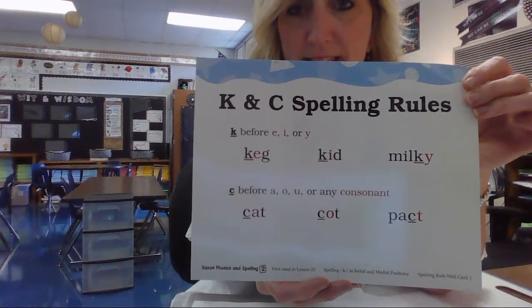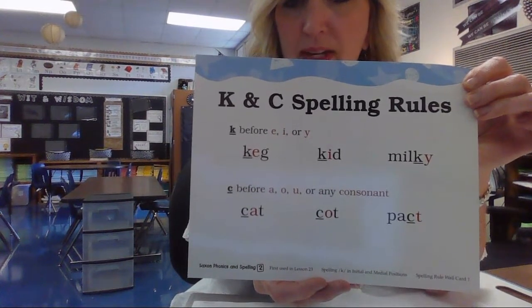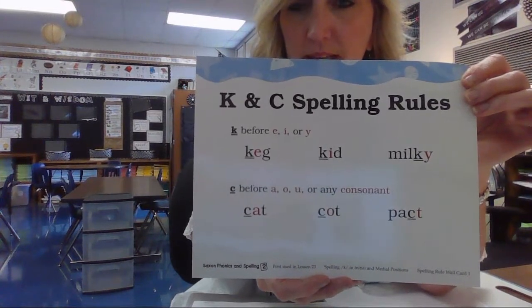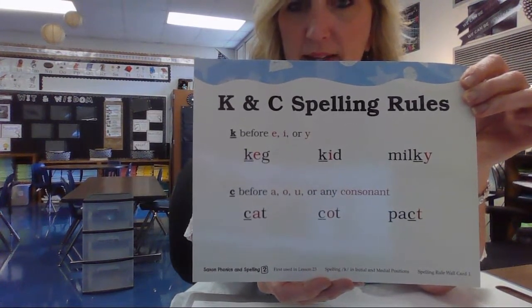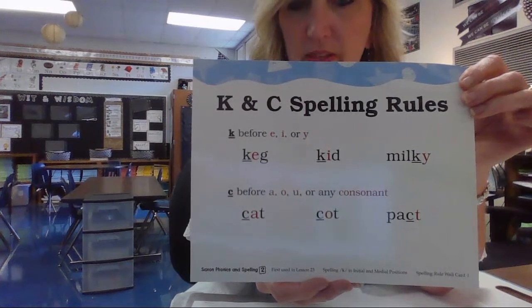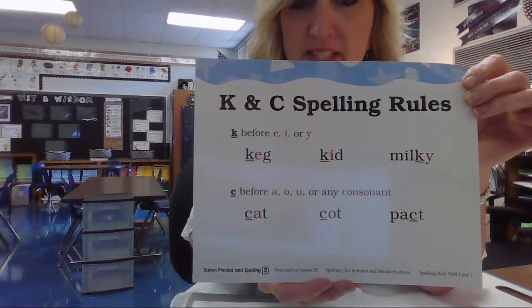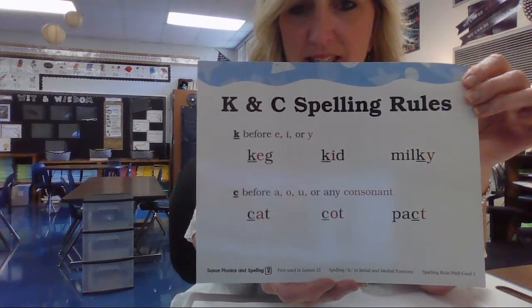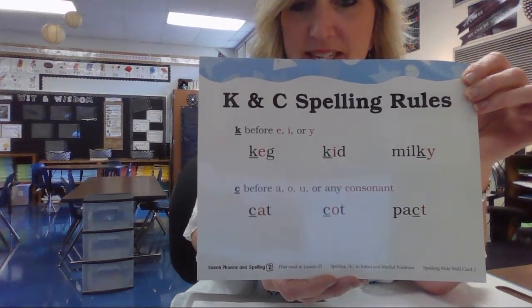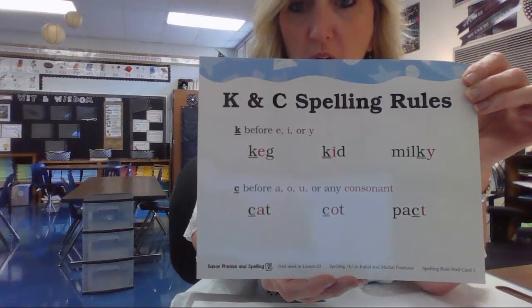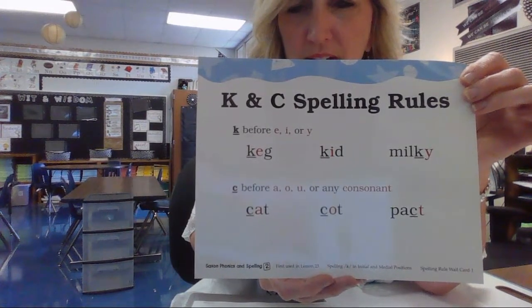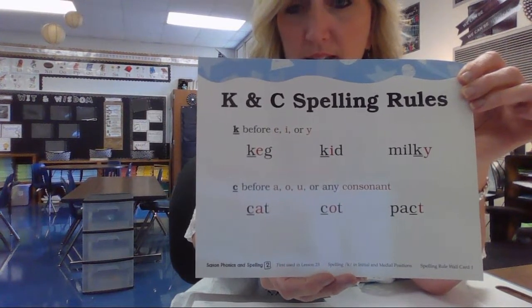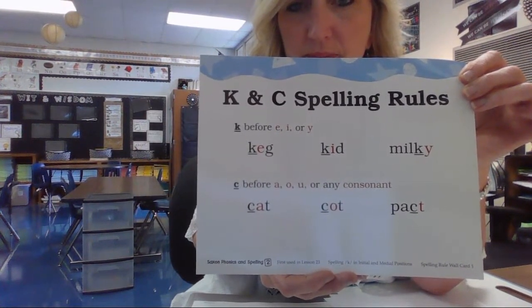Next one is kid, and it is coming before an I, so that works. Look at milky. The K came before a Y, so that worked. Let's look at the C. The C came before an A for cat. Next, you have a C before the O for cot. And the last one, the C came before a T, which is a consonant, for packed.